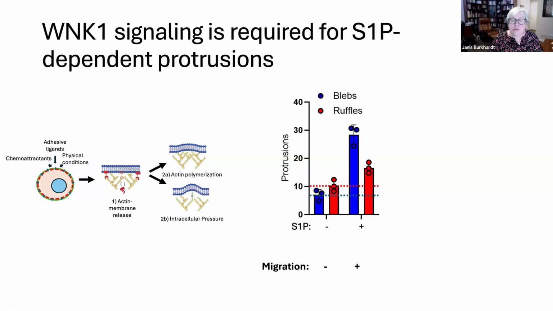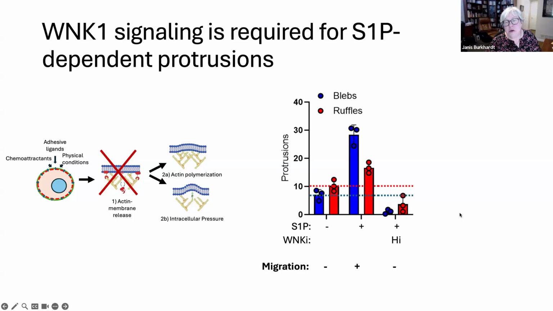If we do this same thing in the presence of this Wnk1 inhibitor, under high dose conditions where we completely block cortical release, there's no migration and there's very, very little shape changes of any kind. These cells just sit there and do absolutely nothing. No blebbing, no ruffling, lower levels than even the wild type cells without a stimulus. So that's good. It told us that Wnk1 is involved and it's involved at this cortical release level.